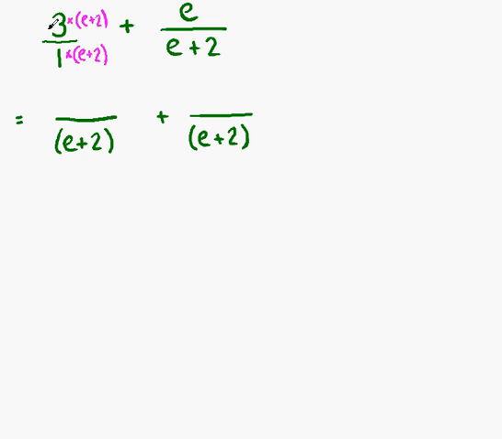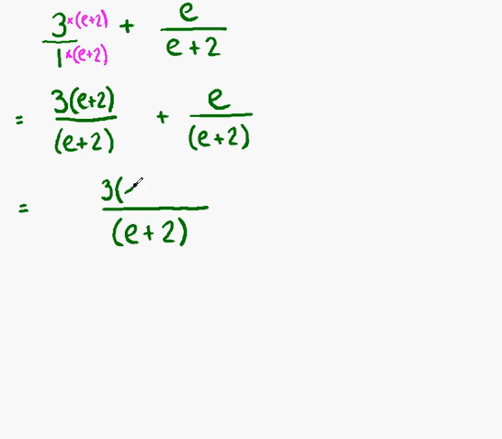So what we have on the top line is 3 bracket e plus 2, and the second fraction, as we mentioned, stays the same. So now we can write this down as a single fraction. Our denominator is e plus 2. Top line, 3 bracket e plus 2, adding the other numerator, which is e.